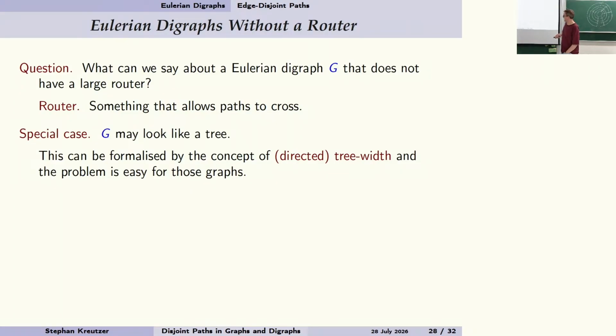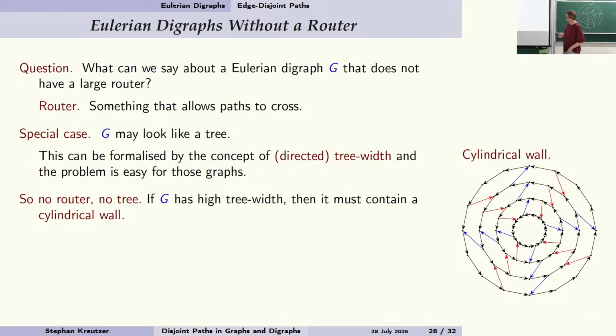Well, one special case again is, well, G may just be like a tree. So it has a directed tree width, which for bounded degree Eulerian graphs is more or less the same as having undirected tree width small. But for these graphs you can solve the problem easily. So now what happens if we don't have a router and we don't look like a tree? Then the directed tree width is high. But then we can apply the directed grid theorem, and we are guaranteed to find this cylindrical grid.